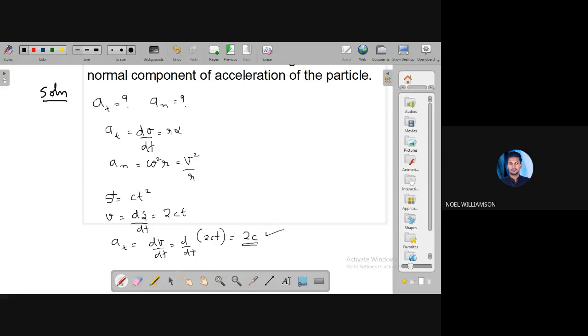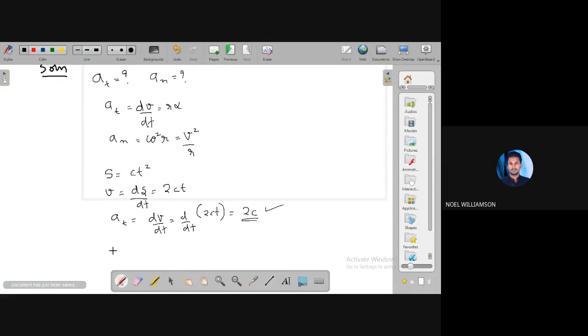Now the normal component. Normal component is v square by r. V is 2ct, so v square means 4c square t square by r. So the normal component of acceleration equal to v square by r, which is 4c square t square by r. Okay, so these are the values. Please note these values.